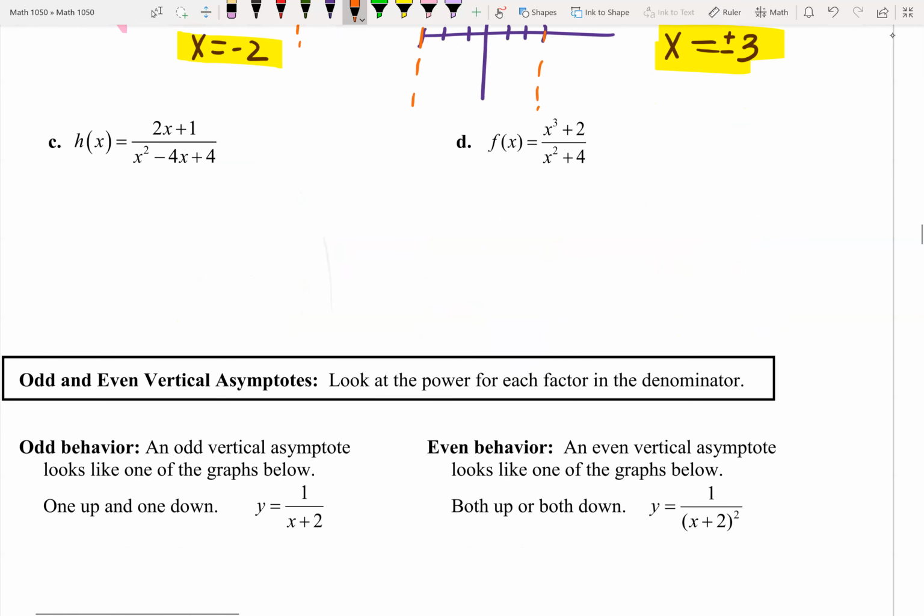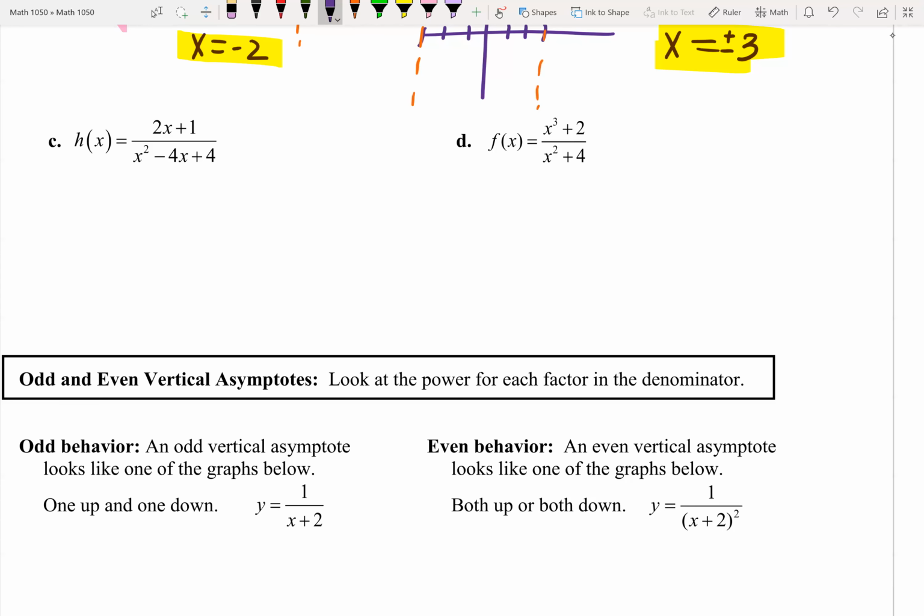Okay, question C, find the vertical asymptote. So you go x squared minus 4x plus 4 equals 0. And then I'm going to factor. So it goes to an x and an x. Signs are the same, they're both negative. 2 and 2 multiply to give me 4 and add to give me 4. So I have a vertical asymptote at x equals 2.